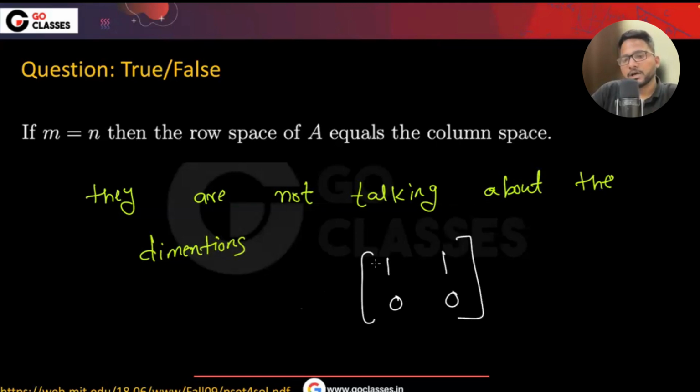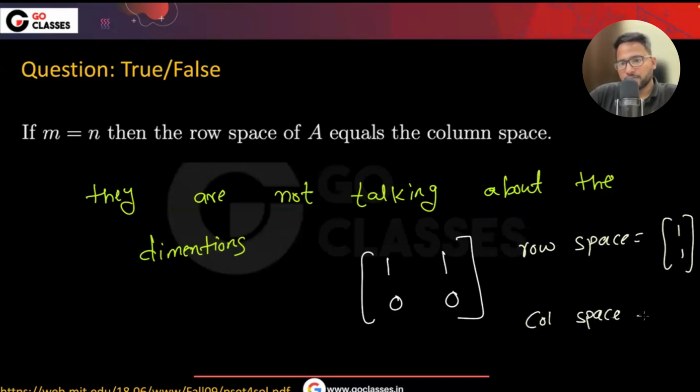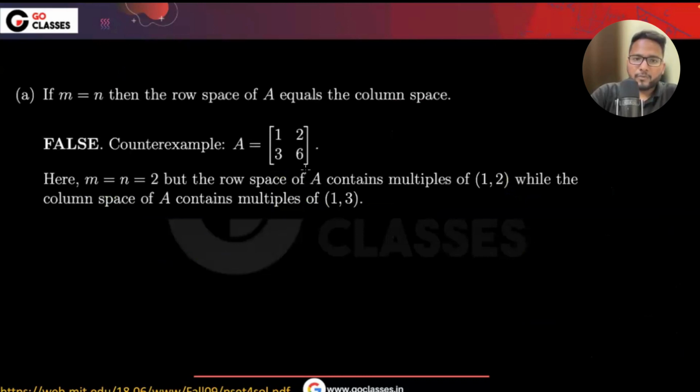See, let's take our example. This we have taken multiple times. So m is n and the column space is 1 0. Row space is 1 1, right? So they are not the same. For the square matrix, it is not true that row space and column space are the same. So I can say here the row space is 1 1, the column space is 1 0. Obviously, they are not the same. Okay, they have some other counterexample, but that's fine.